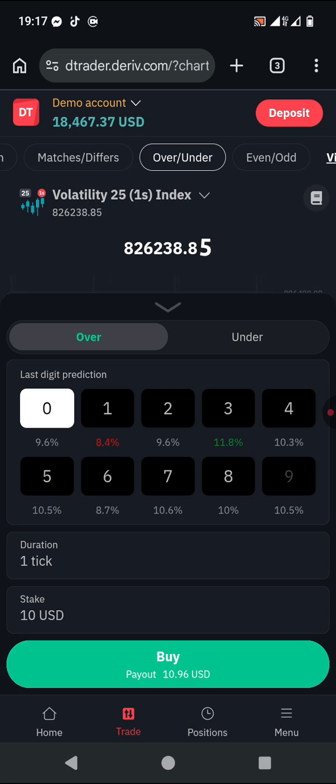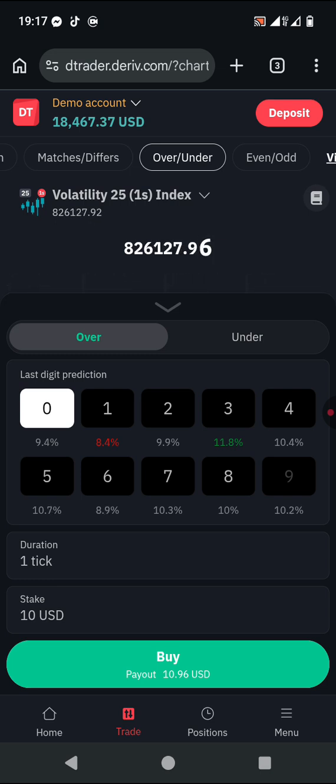So over zero has almost a 90% win rate, and that's why I prefer, as a beginner, you can start here. So this is how you trade over zero.